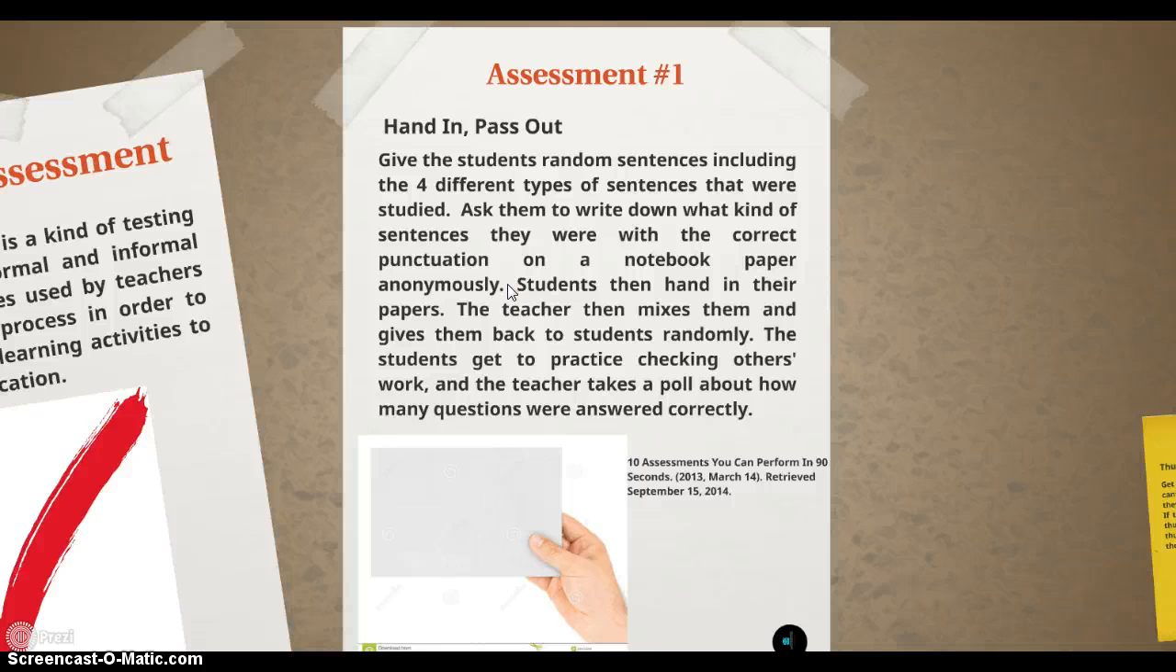Then the students can hand in their papers and the teacher mixes them up and then gives them back to students randomly. The students get to check each other's work, and then the teacher takes a poll about how many questions were answered correctly. This way the teacher can check if the majority of the students understand or if they don't understand, or where they are in terms of understanding for this lesson.